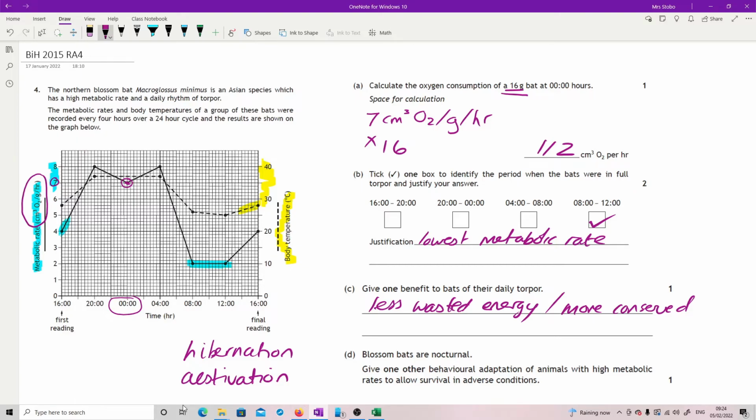Okay, and they were also accepting just taking all of these kind of together and giving the big term and just saying dormancy. But genuinely, I think hibernation is the one that I would expect you to have kind of zeroed in on. Done. Okay.